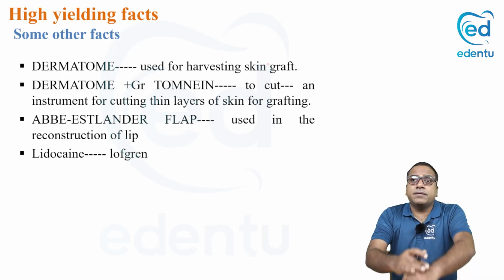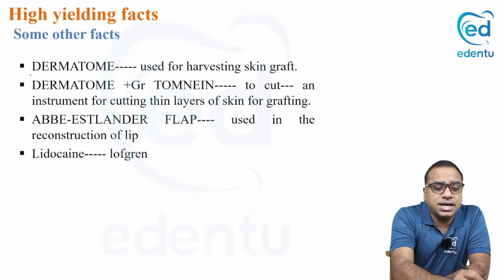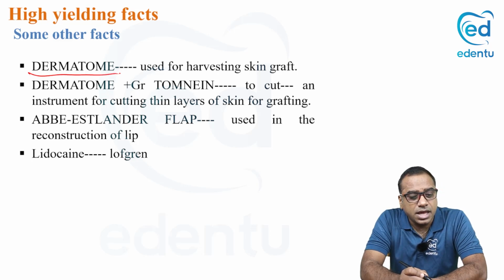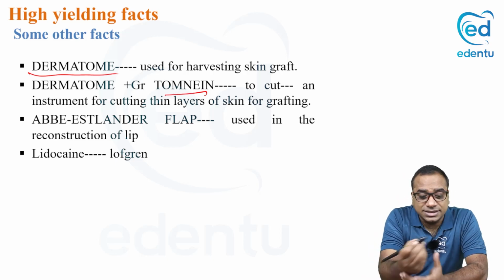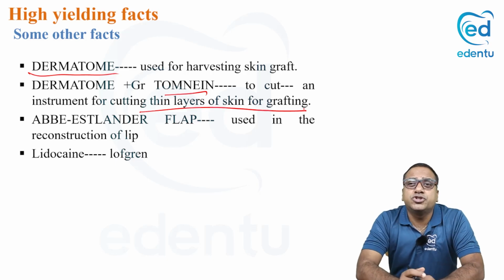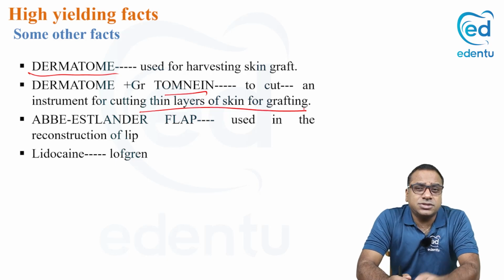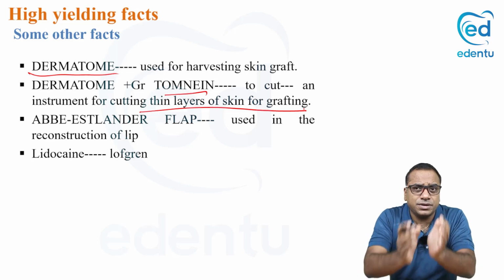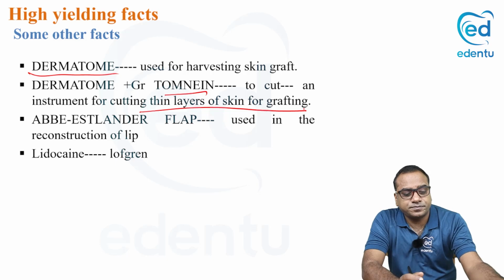Whenever we are doing skin grafting or harvesting, we use an instrument called a dermatome. This is used for harvesting skin graft. And the dermatome is an instrument for cutting thin layers of skin for grafting, a very thin layer, 0.3 to 0.5 mm thickness. So that is called thin graft or medium graft or thick graft. We have a classification for that. So this is the instrument that we use.